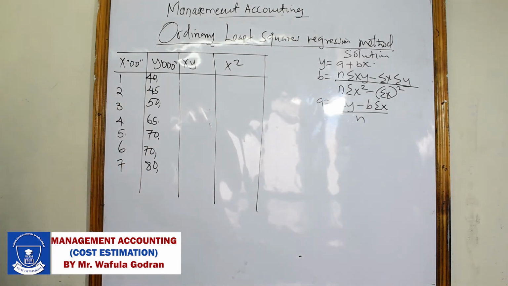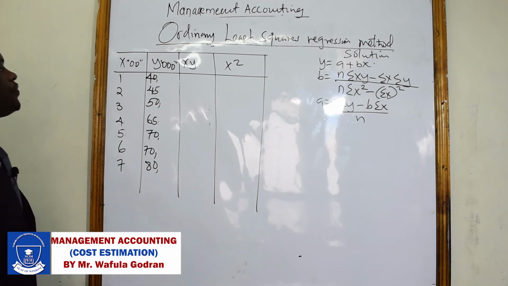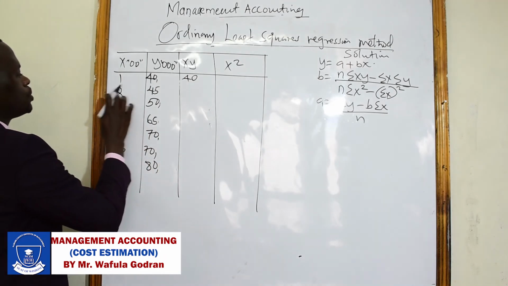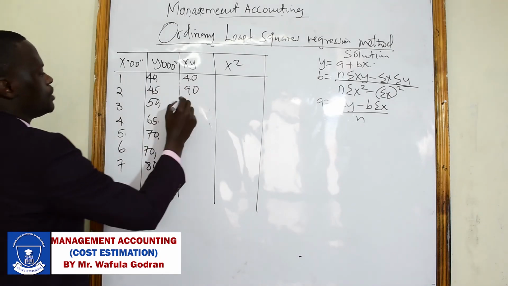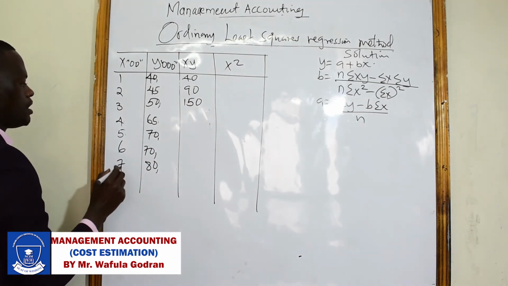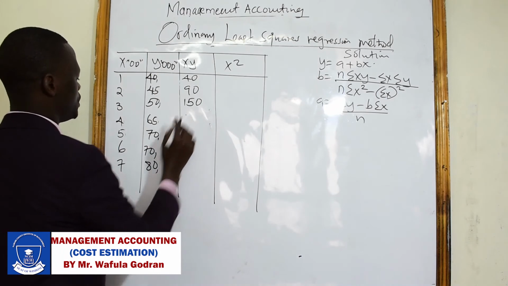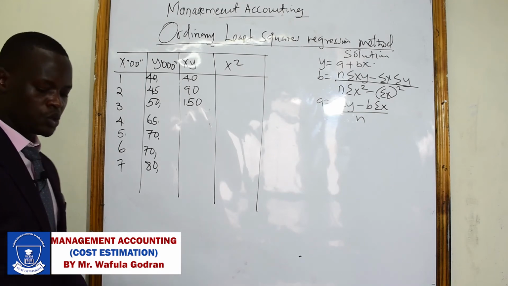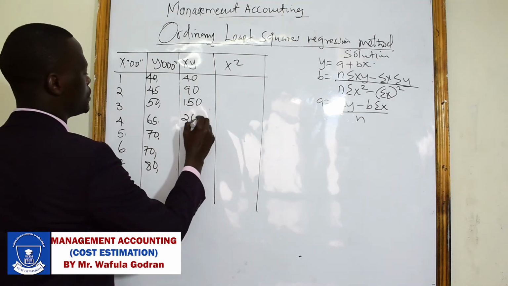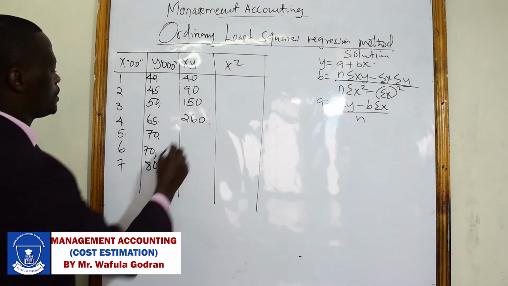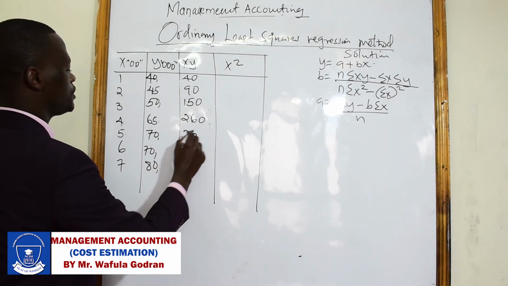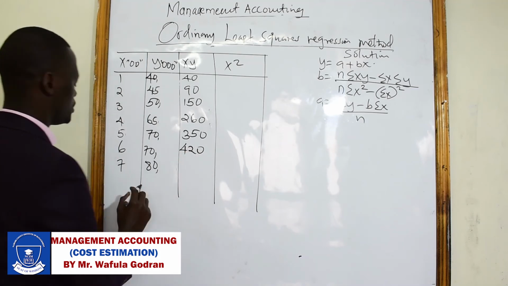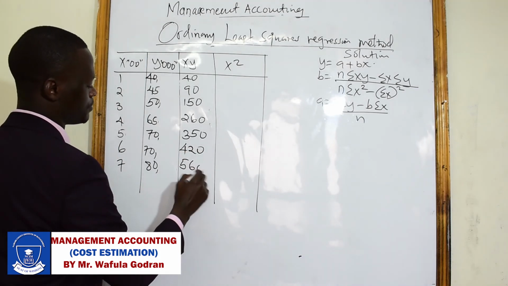Like that. At least it will be now okay. So if we are getting xy, this will be 40. 2 times this will be 90. 3, it will be 150. 4 will be 4 times 65. That will be 260. Then 70 times 5, it is 350. 70 times this is 420. Then 7 times 8 is 560.